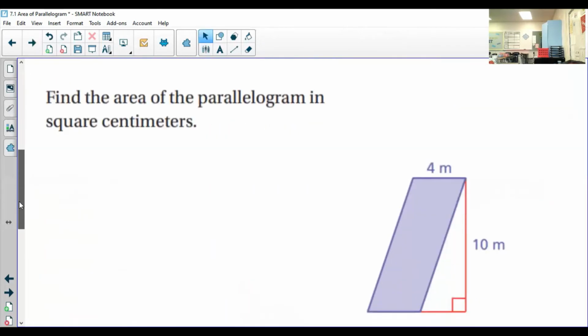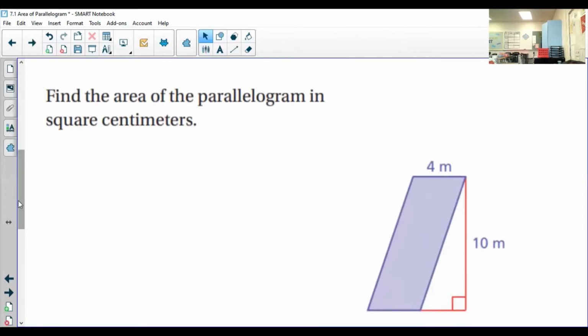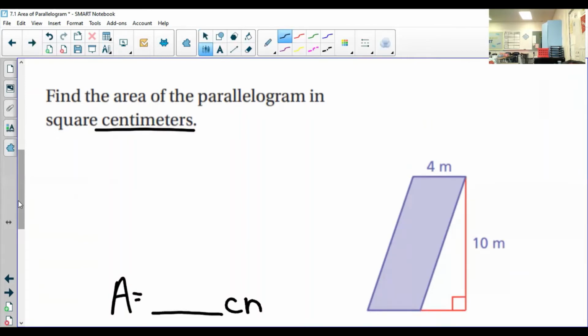All right. We want to find the area of the parallelogram in square meters. Okay, so we're not using inches and feet. We are now moving to meters and centimeters. My final answer, centimeters. So I'm going to put that down here just so I know exactly what I'm trying to do here. Okay, the first thing you're going to want to do is convert your measurements. My base is 4 meters. My height is 10 meters. Okay, let's change those into centimeters.